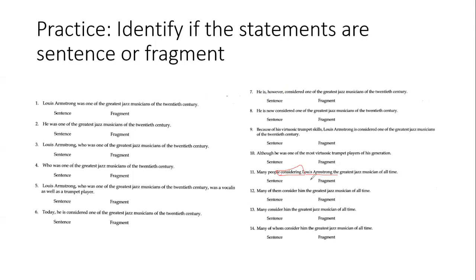So therefore, this is a fragment. Right? Next, what was the next question? 12, right? Next, 12 is: many of them consider him, okay? Consider is a verb, and many of them, we understand, is your subject. So we have a verb, so it's a complete sentence. There you go.